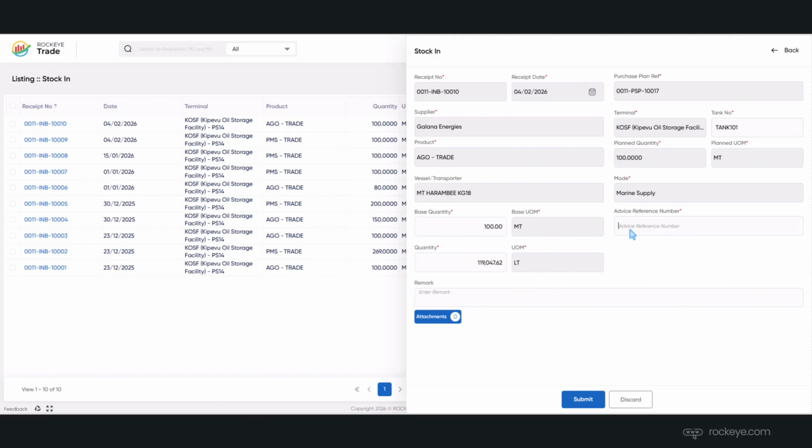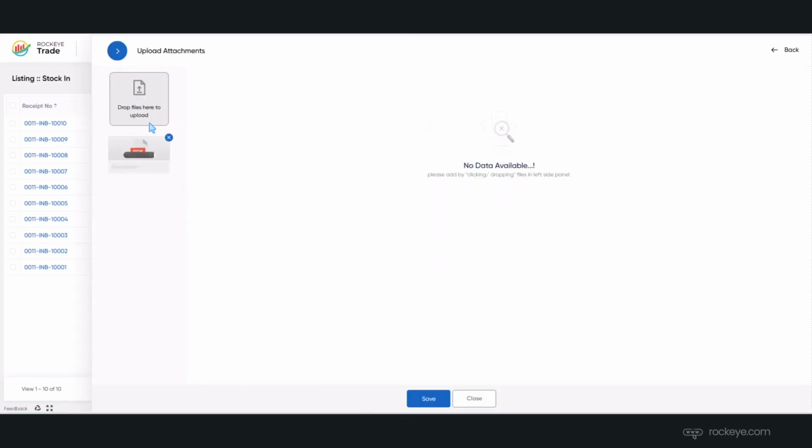Advice reference numbers provide a unique audit trail for cross-referencing external supplier delivery notes and bills. Internal remarks document specific operational conditions or quality observations during the physical offloading and pumping process. Uploading attachment secures digital copies of physical weighbridge tickets and certificates of quality for compliance.